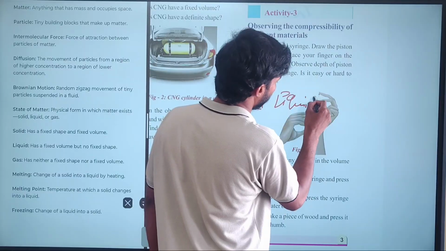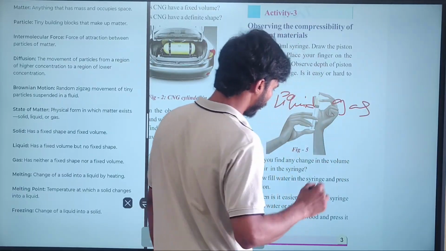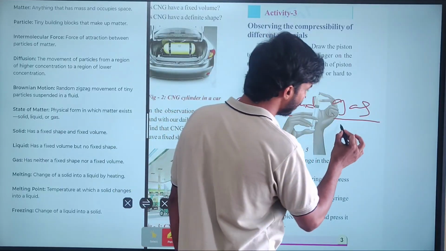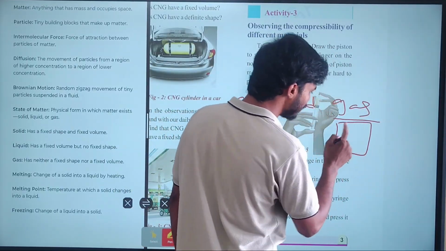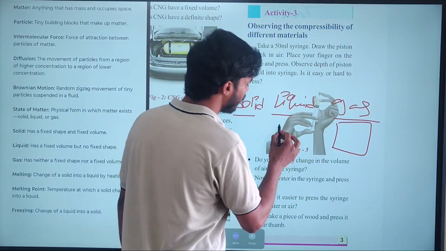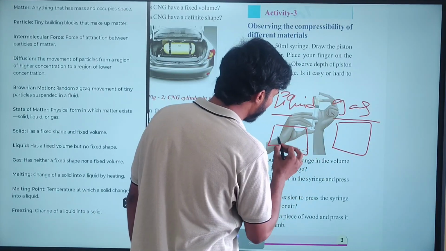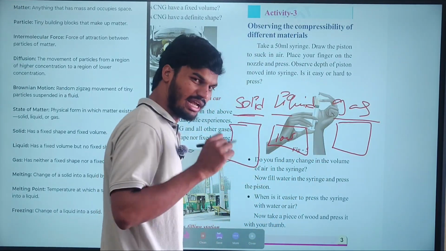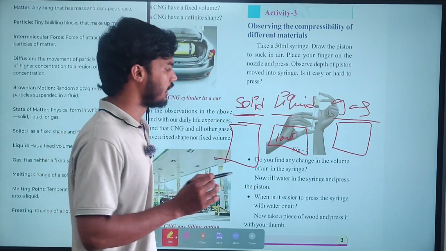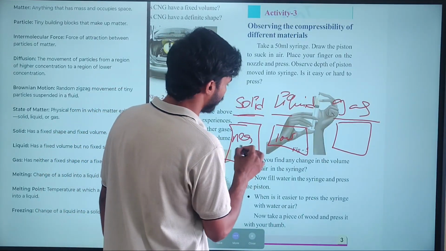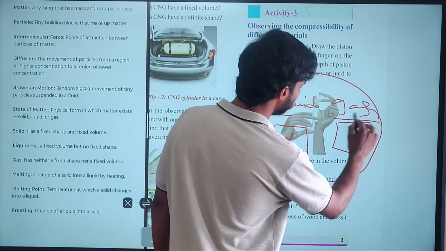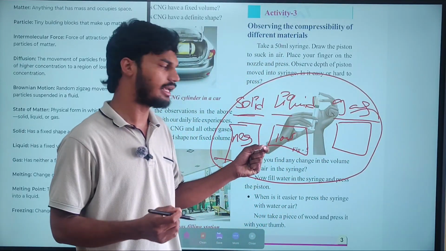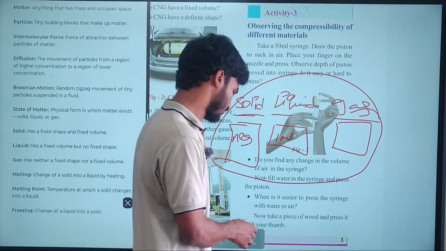From these three experiments we can find that the compressibility in gas is more, the compressibility in liquid is very low or little, and the compressibility in solid is negligible or very low. From this activity we can say that the compressibility of gas is more, liquid is moderate or very less, and solid is negligible.